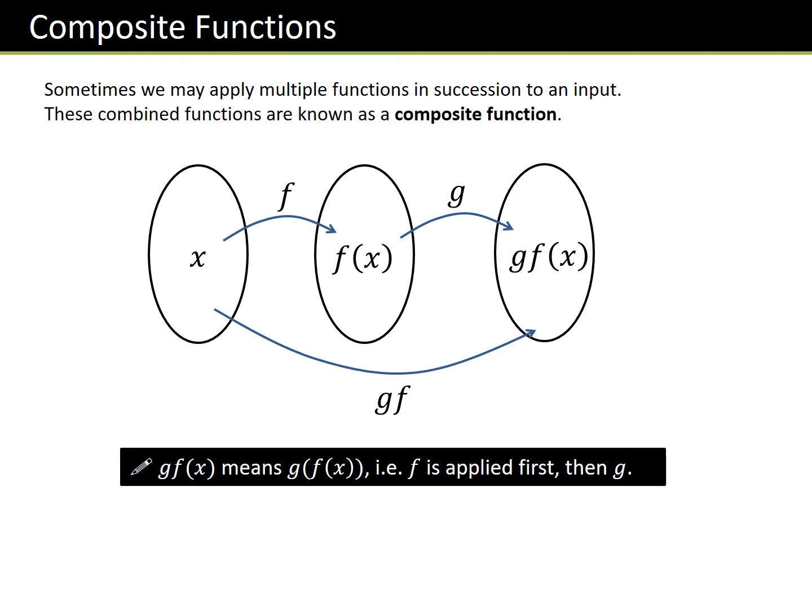So x has gone to f of x, then we've applied the function g to it, and we have g f of x. And you'll notice that we work from right to left. So we start, the inner function is f, and then we go on to the g. We don't do the g first. So the writing is the opposite way to the way we write normally. So gf of x means g of f of x, i.e. f is applied first, then g.